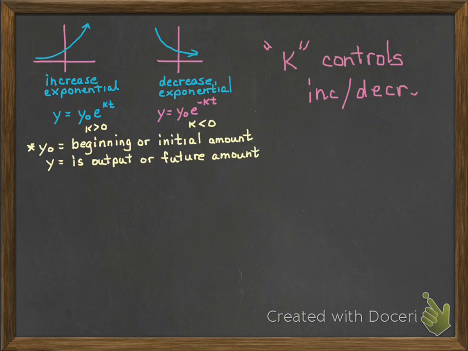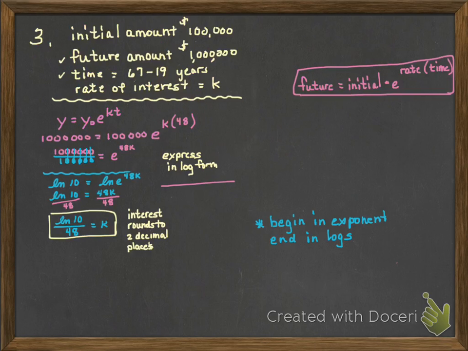Now we're going to be looking at exponential increase and decrease. We're going to be looking at a PERT form of the problem, but instead of a P, we're going to use the variable y sub 0. And y sub 0 just means the beginning or the initial amount. And y is going to be your future amount. Your k is going to control the increase and decrease of your graph. If k is negative, it decreases.